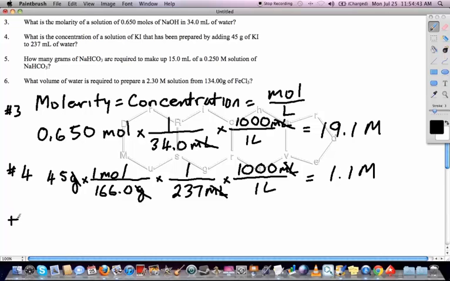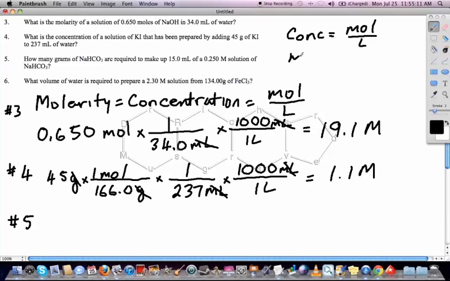Let's take a look at number 5. How many grams of NaHCO3 are required to make up 15.0 mils of 0.250 molar solution of NaHCO3? Alright, so we know we need grams, which means that we really need moles. Now we know that concentration is equal to moles per litre.